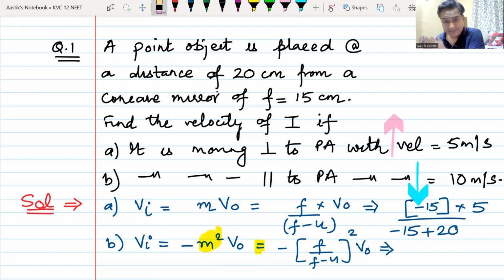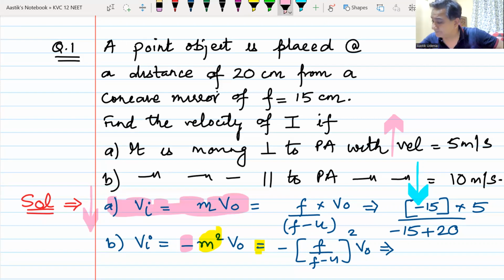So in the second case, there is a negative here. This is correct. But in the first case, there is no negative. Have you corrected the mistake? Corrected, everyone? So in case number A, my dear friends, the object was moving upwards and it will come negative. Therefore, the image will move downwards. Do we understand this?